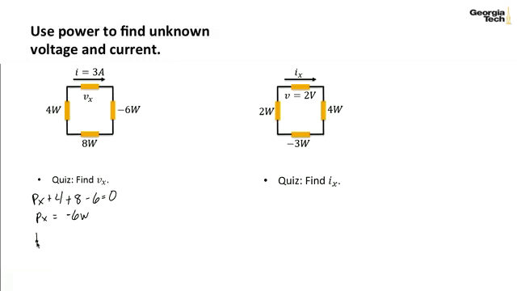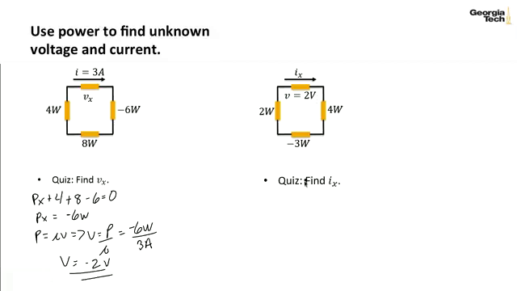Well, we also know that the power is the current times the voltage. We're looking for the voltage Vx, so the voltage is power over current. We know that our power is minus 6 watts, and our current is 3 amps, so our voltage is minus 2 volts.